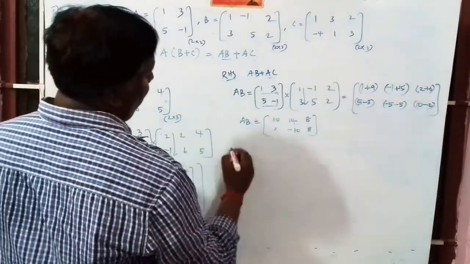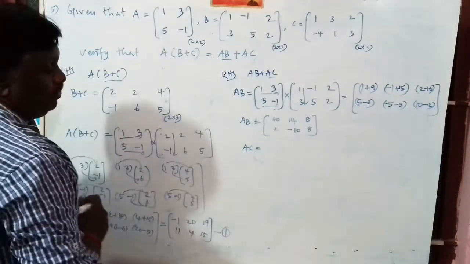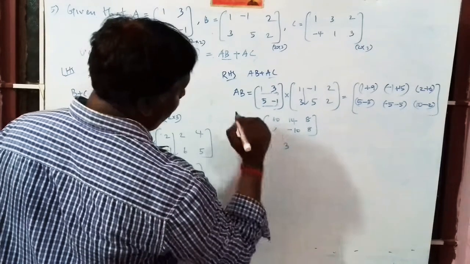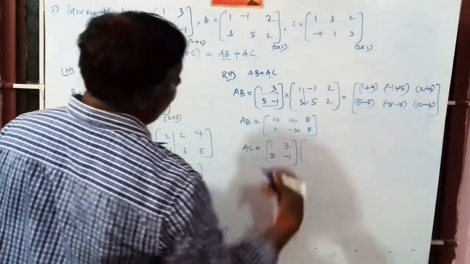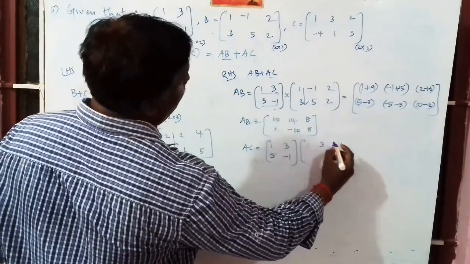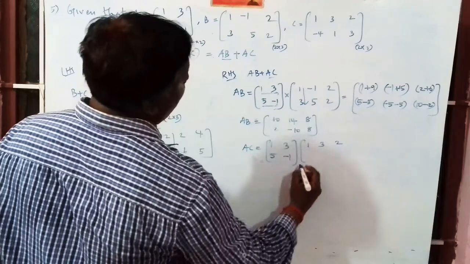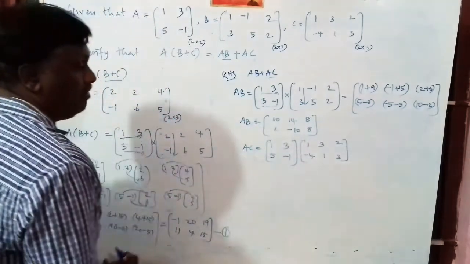Next, finding AC. So AC, where A is the same 2 by 2 matrix: 1, 3, 5, minus 1. And what is the C value? C equal to 1, 3, 2, minus 4, 1, 3. Multiply by the row by column method. Okay.